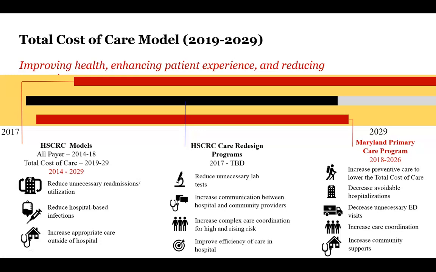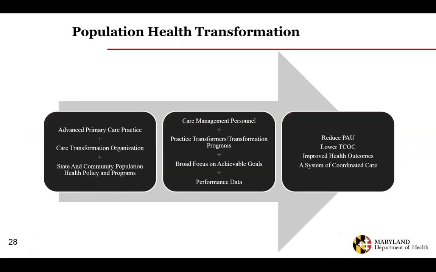So when we talk about population health transformation, what does that really mean? As we move from left to right, we're talking about using advanced primary care practices and the care transformation organizations, as well as the state and community population health programs, including care management personnel, practice transformation programs, a broad focus on achievable goals and performance data. And what we hope that leads to is reduced unnecessary utilization, lower total cost of care, but most importantly, improved health outcomes and a system of coordinated care so that there isn't outreach from 3 or 4 different care coordinators. They really have one doctor that's coordinating all their care and making sure everything's taken care of. We can go to the next slide.